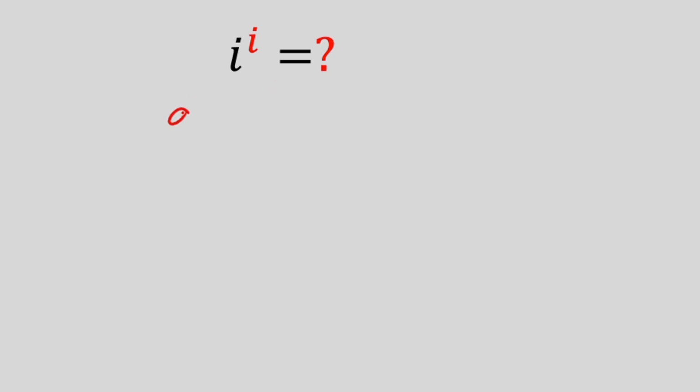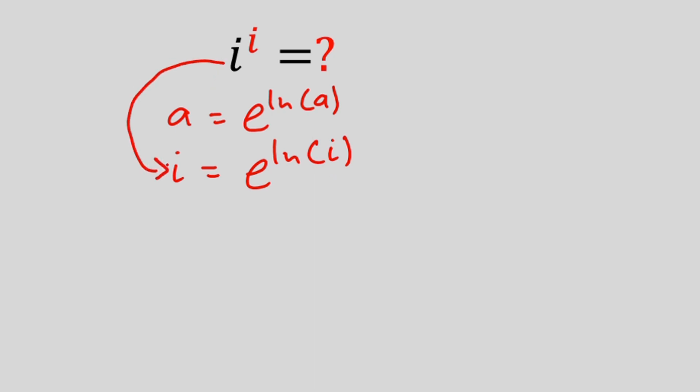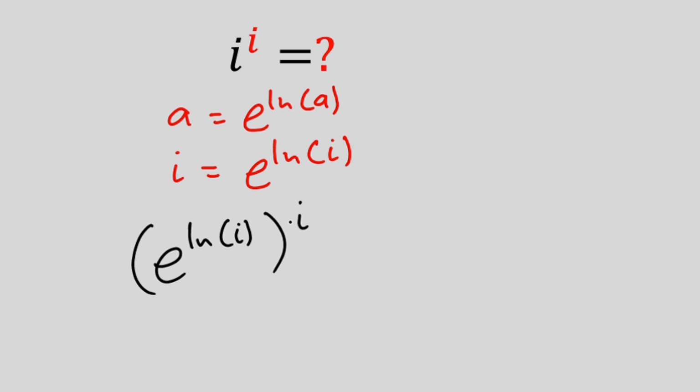If we can write A as e to the power ln of A, then we can also write I as e to the power ln of I. So let's go ahead and replace this I with this. So we're going to have e to the power ln of I, all to the power I.